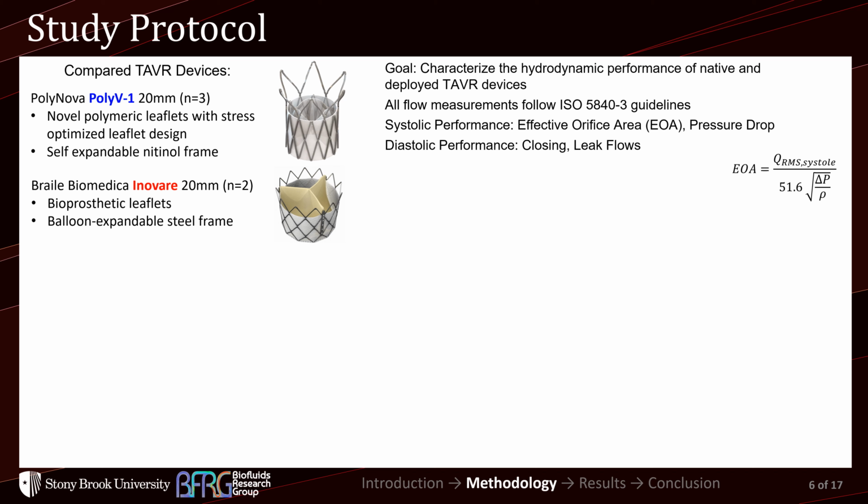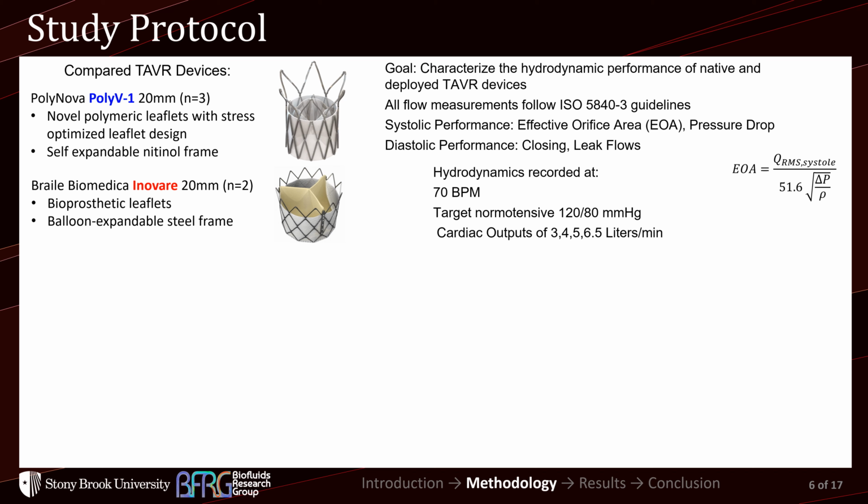All these measurements will follow the ISO standard, so they will be directly comparable to the idealized conditions. For systolic performance, we compare what's called an effective orifice area. It's basically a measure of how opened the valve is during systole, and also an average pressure drop across the valve. For diastolic performance, we evaluate the closing flow as well as the leak flows, and the combination of the two we refer to as the total regurgitant fraction. These are going to be recorded at 70 BPM at normotensive conditions and at 4 different cardiac outputs in order to give a range that you'd see inside of a patient.